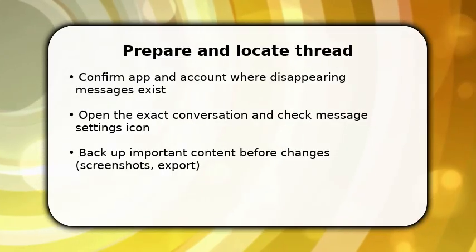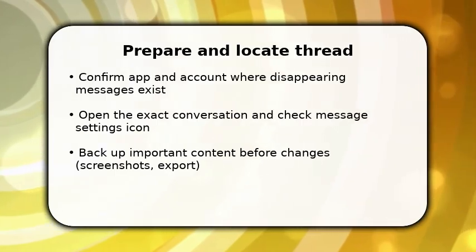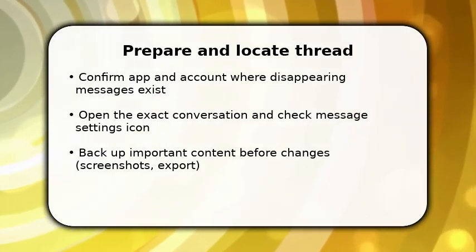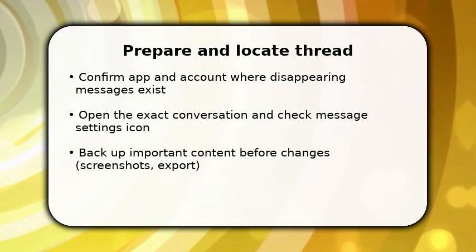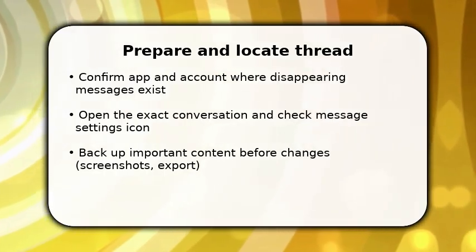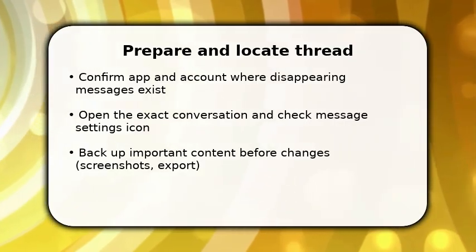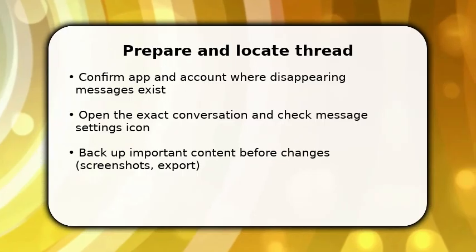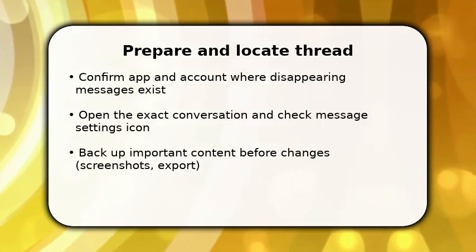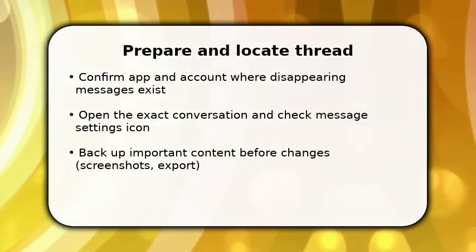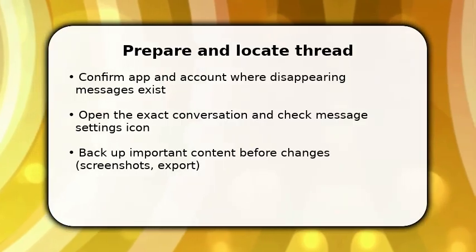You start by confirming which app and account hold the disappearing messages and why you need to remove them. Open the conversation and tap the settings or info icon to expose message controls. If the app asks for verification, complete it now. Once done, back up any content you must keep, export, screenshot, or forward, because removal can be irreversible.